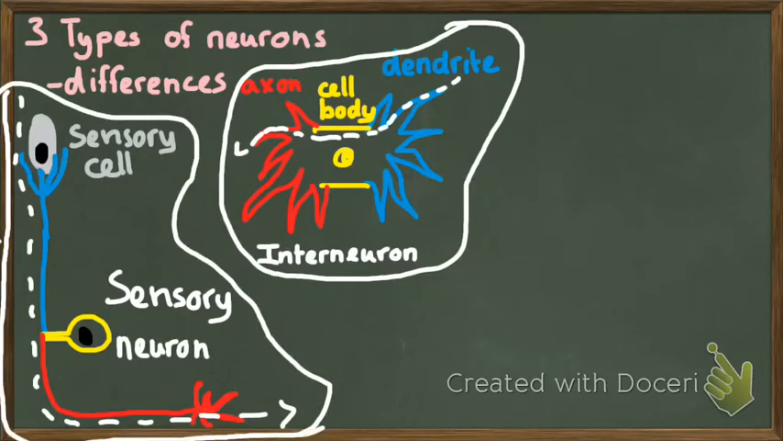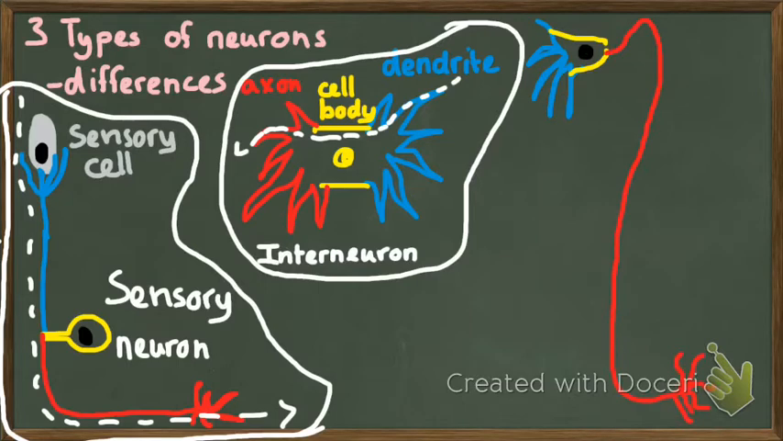So we have an interneuron, which looks a bit like a star in my opinion, and the sensory neuron, which is connected to the sensory cell. Now we have another neuron. This one starts with short dendrites and a cell body. The dendrites are connected immediately to the cell body, just like the interneuron. But then it has a really long axon.